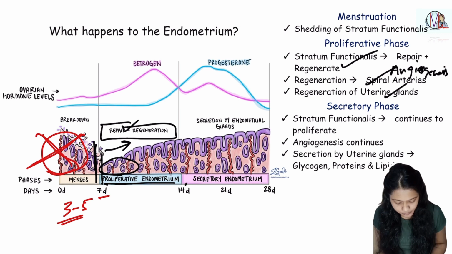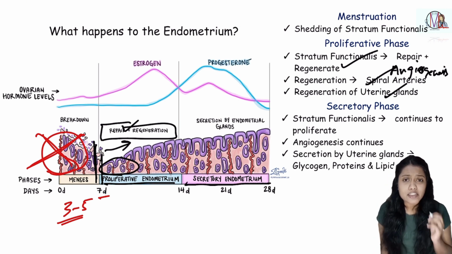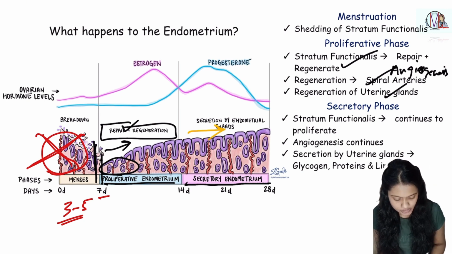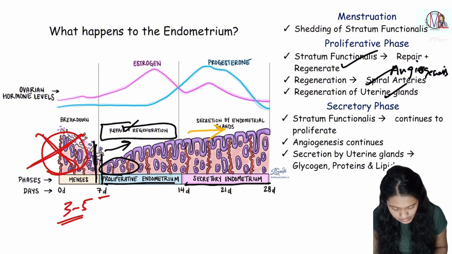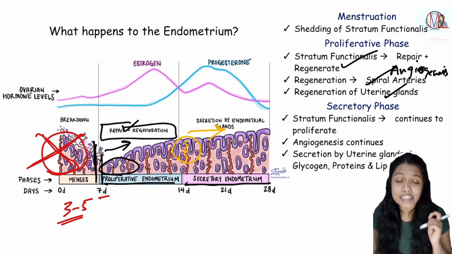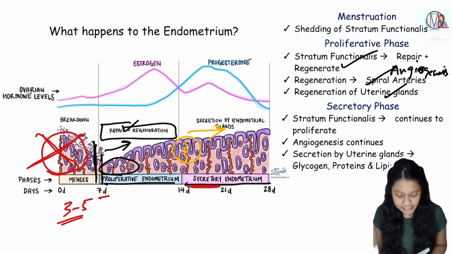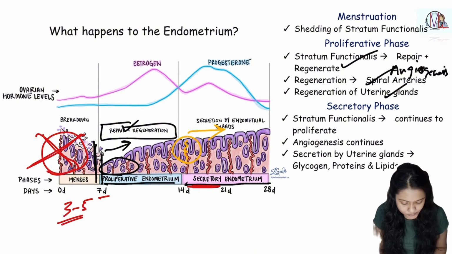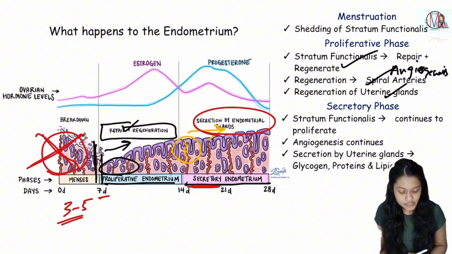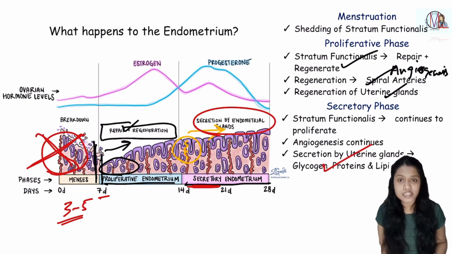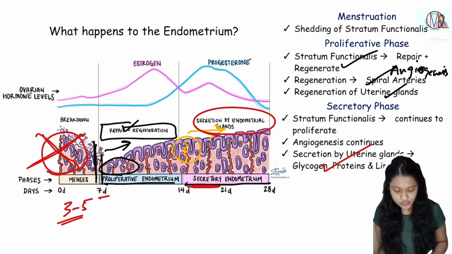Now about the secretory phase. So the stratum functionalis will continue proliferating. As you can see here, it will continue proliferating, and also the spiral arteries will continue to proliferate. That is, angiogenesis will continue. But this secretory phase has a characteristic thing, that is the secretion of the uterine glands. Secretion of what? Glycogen, proteins and lipids will be secreted during this phase.